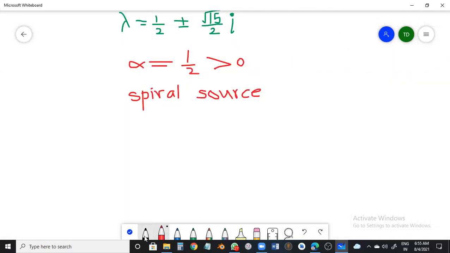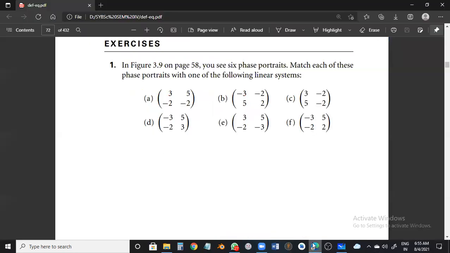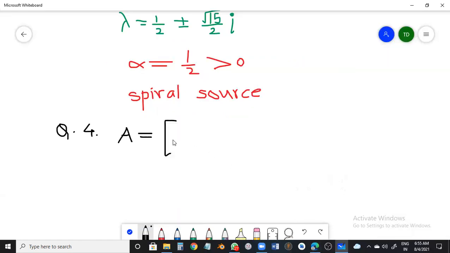All right, I would like to move to the fourth so that you'll get enough practice. So this is question 4, and let us have our matrix A equal to minus 3, 5, minus 2, 3.